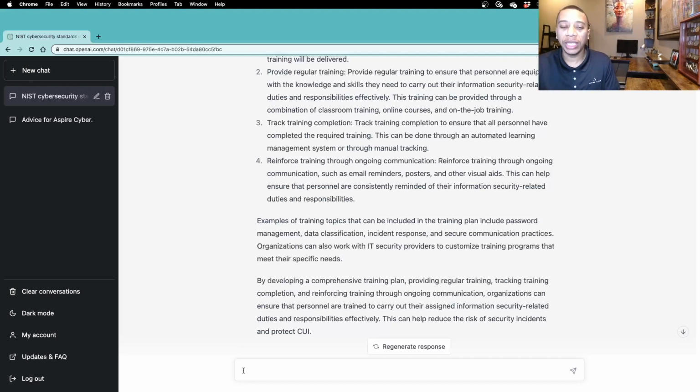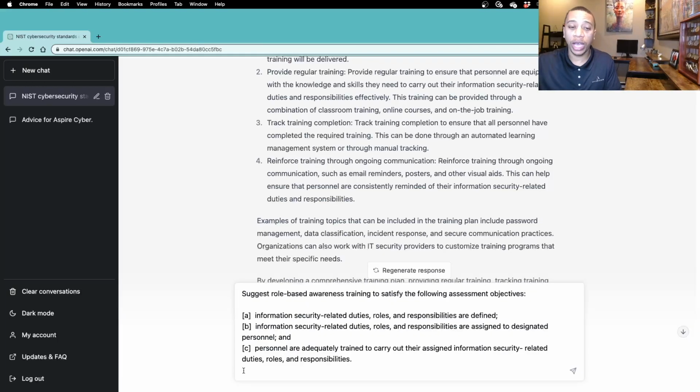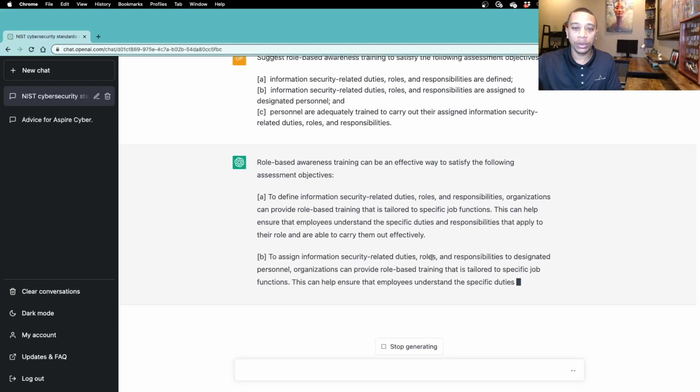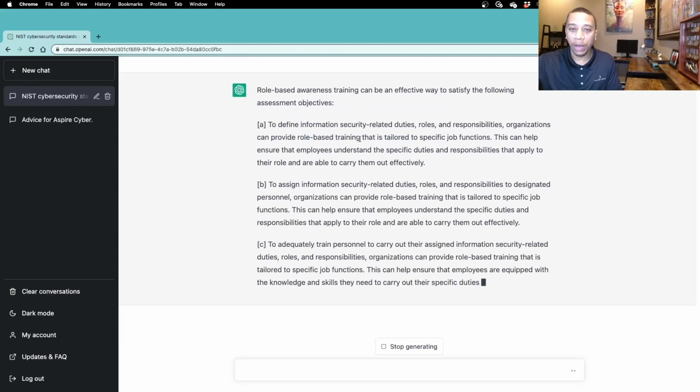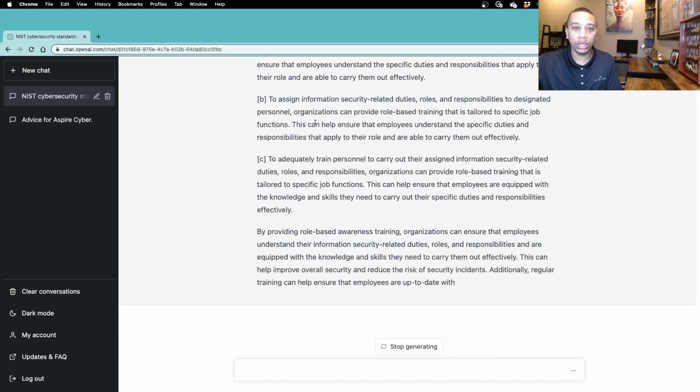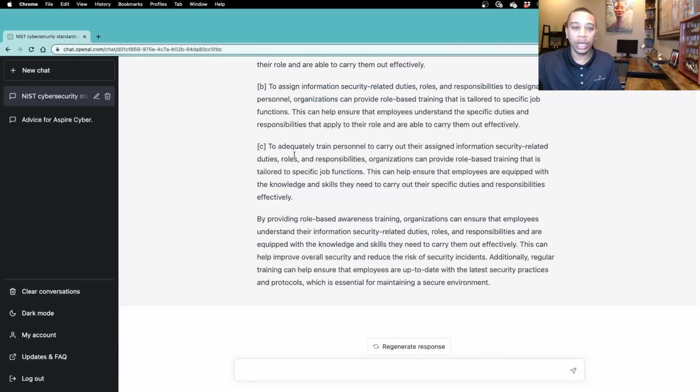Now that ChatGPT has given us guidance on how to satisfy the practice, we want to ensure that we also get guidance on how to satisfy the specific assessment objectives. So we're going to take that same approach, asking ChatGPT to suggest the role-based training to satisfy the following assessment objectives for this practice. See what we get. All right, so we have to define those roles and duties. We're assigning them, and then make sure we have that adequate training.